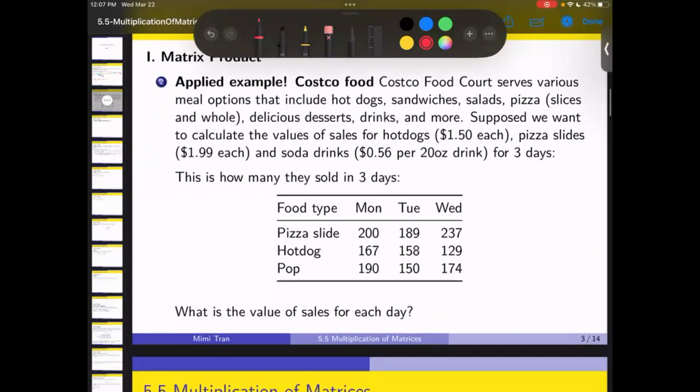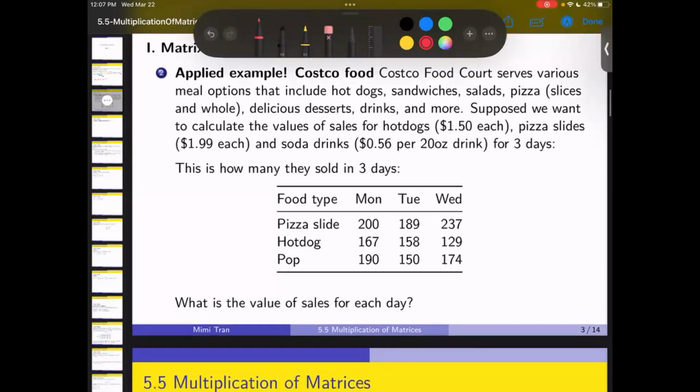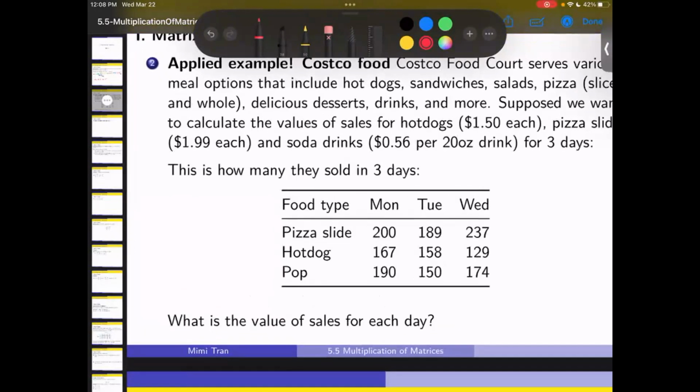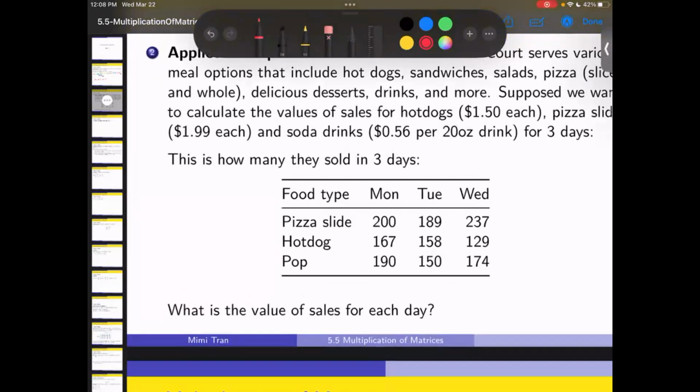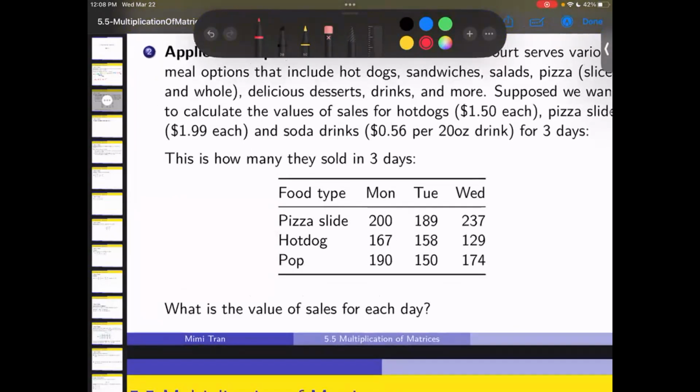So the food court serves various meal options: hot dog, sandwich, salad, pizza, etc. Suppose we want to calculate the value of a sale for the hot dog. Last time I checked, $1.50 each. A pizza slice is $1.99, and I think it comes with a drink. But let's just say the drink is 56 cents per 20 ounce. Okay. Here are the sales of pizza slice, hot dog, and pop on Monday, Tuesday, Wednesday. Those are the numbers of products they sell.